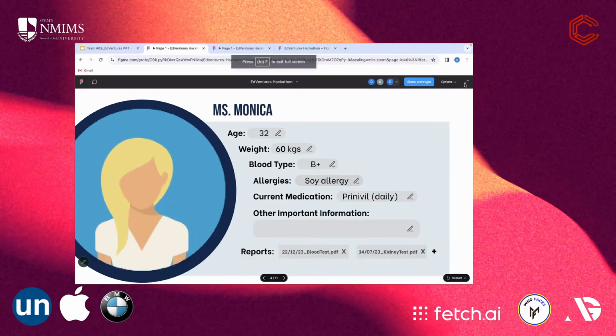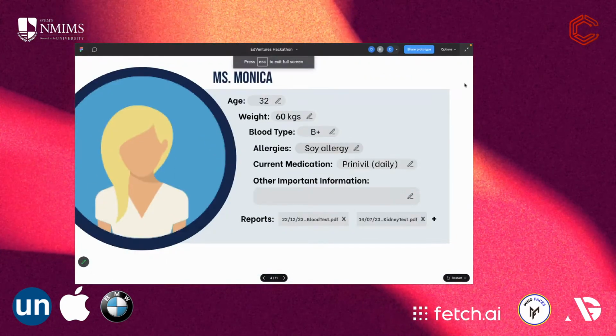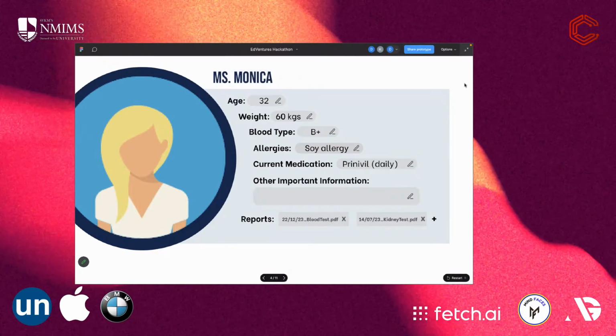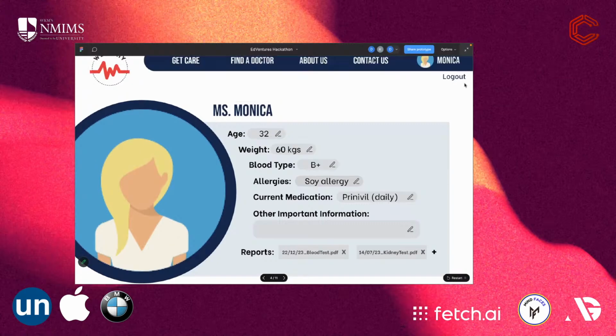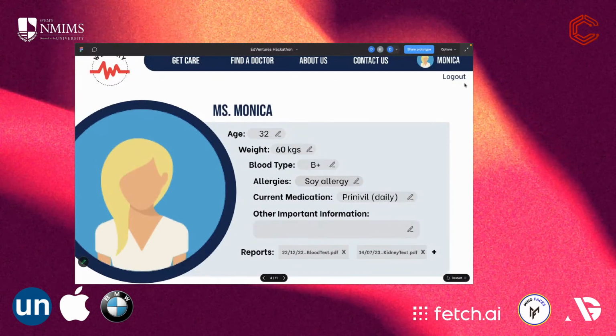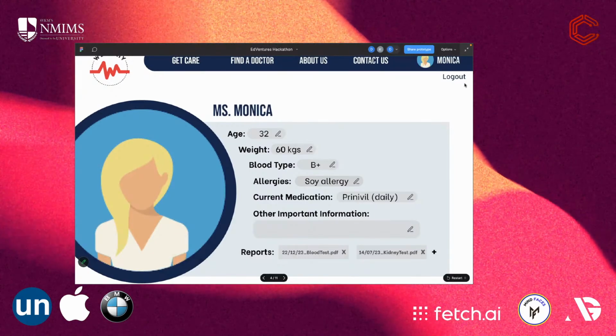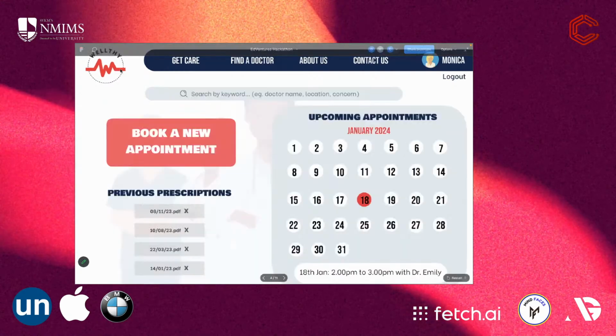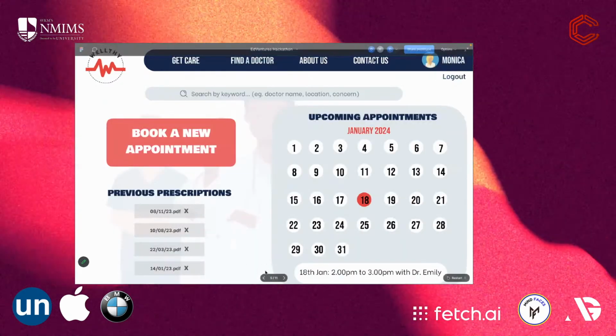This was the page that we were on. This is basically the customer or the patient profile, which consists of different variables such as their age, weight, blood type, etc., which they can edit based on the requirements. Also, apart from the user, there is also the facility to have doctor profiles.